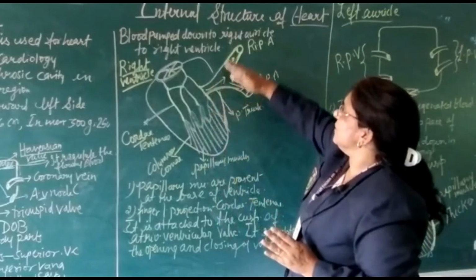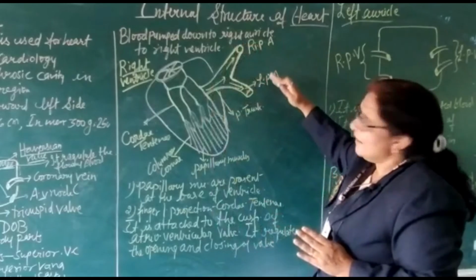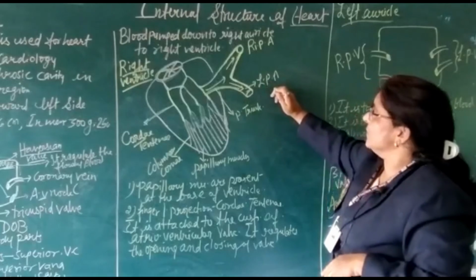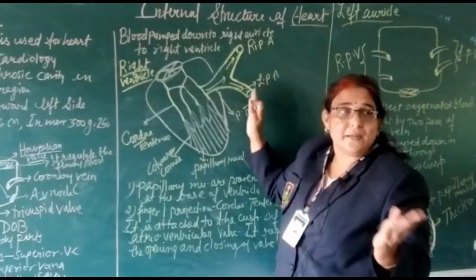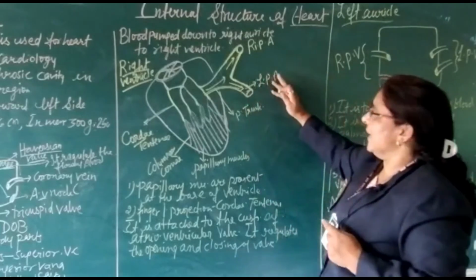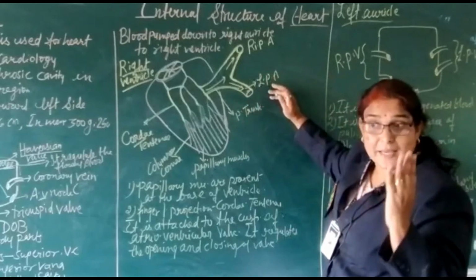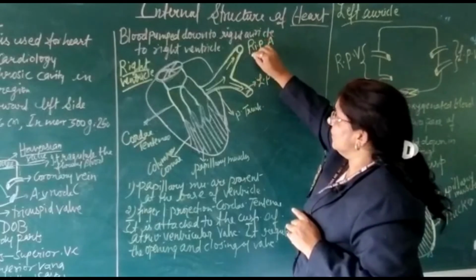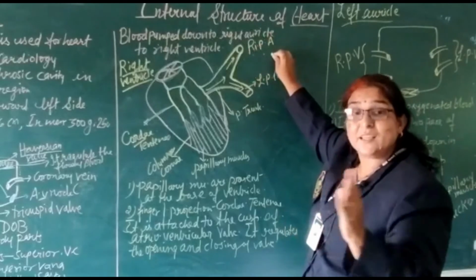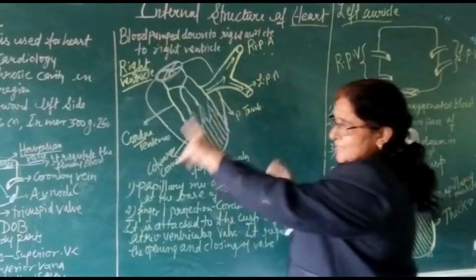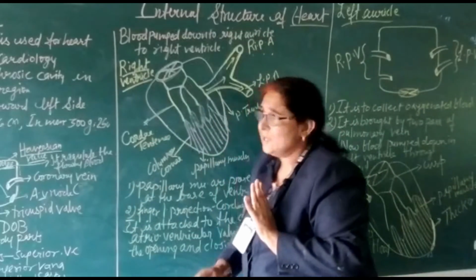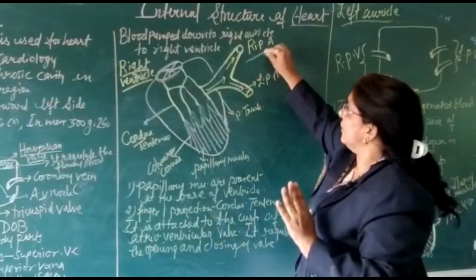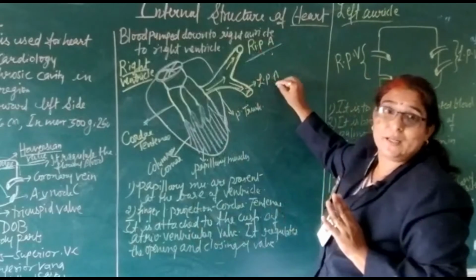The pulmonary trunk divides into the right pulmonary artery and the left pulmonary artery. There is one exception in our heart. In our body, arteries carry pure blood and veins carry impure blood. There is one exception, means in the heart, the right and left pulmonary arteries carry impure blood, means on the right side only deoxygenated blood is there. So it carries impure blood.